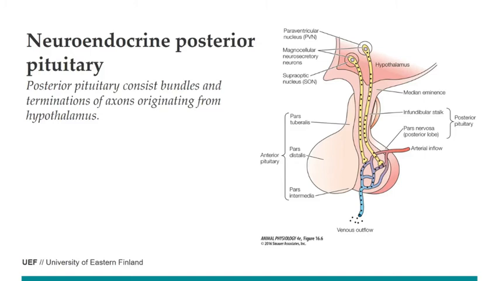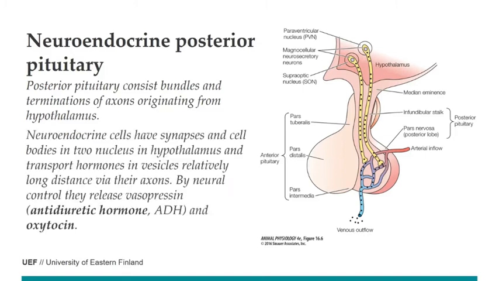So the cell bodies are in the hypothalamus, all the dendrites are there, and the synapses, also regulation of these cells. And in the hypothalamus, there are two nuclei where these cell bodies exist, and the synapses, and also the hormone synthesis happens there. Then you have quite a long distance to transport the hormone through the axon, not to a synapse, but to this ending where you can release the hormone into the circulation.